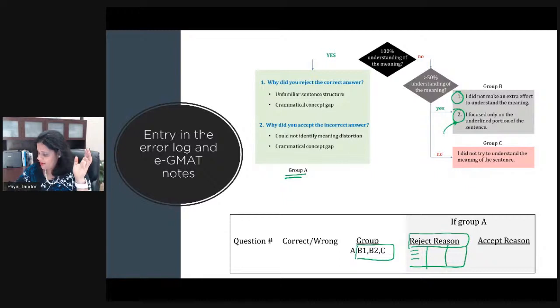Your error log needs to include why you rejected the correct choice. Okay, at a high level it should be these two, and then you can put some more description over there to talk about what the unfamiliar sentence structure was, or what the unknown grammatical gap was, or what the concept gap was.